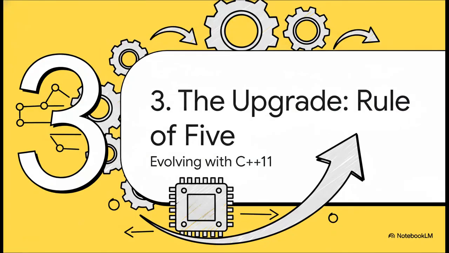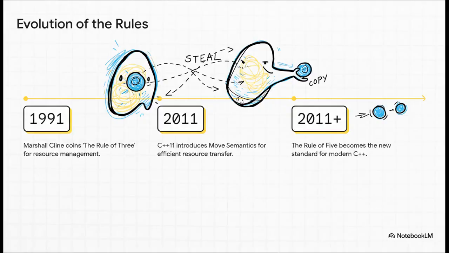But hey, C++ doesn't sit still. The language evolved and the rules evolved right along with it. The launch of the C++11 standard brought a massive performance boost that really changed the game. Yep, in 2011, C++11 gave us move semantics. This was a brilliant optimization that lets you efficiently transfer a resource from one object to another without having to do a slow, expensive copy.